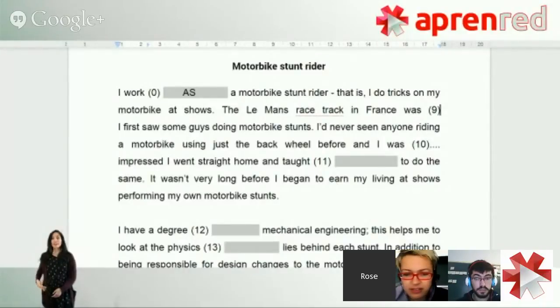I work as a motorbike stunt rider. That is, I do tricks on my motorbike at shows. The Le Mans racetrack in France was when I first saw some guys doing motorbike stunts. When? I put when. Okay. Number 9, when. You could say "was when I first saw some guys doing motorbike stunts," or you could say "was where I first saw some guys doing motorbike stunts."